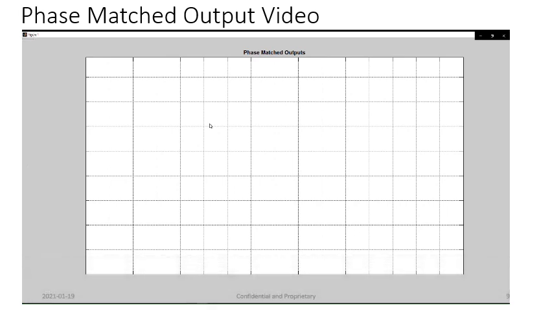In this short animated video, we take a look at the multi-channel signal generator with phase-matched outputs. We'll give a detailed explanation of what is being shown after we play it through.